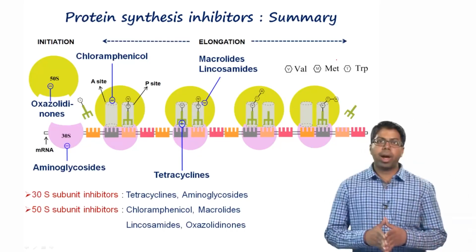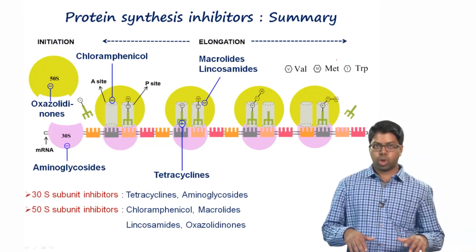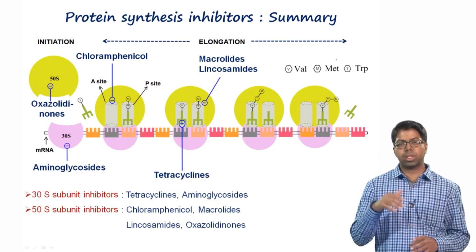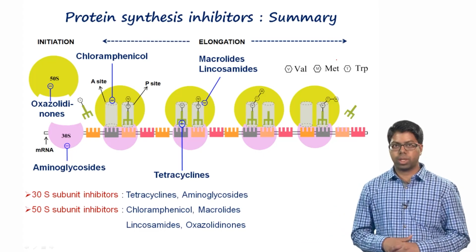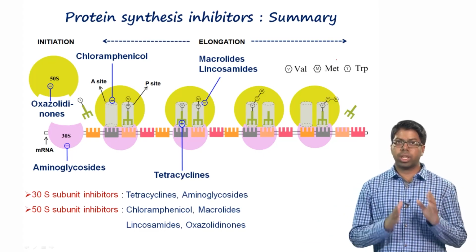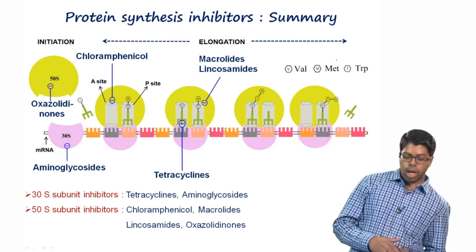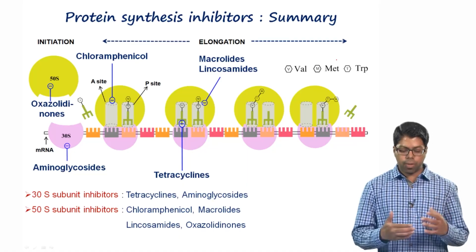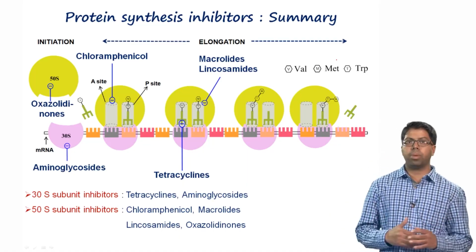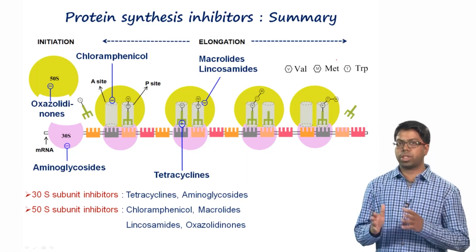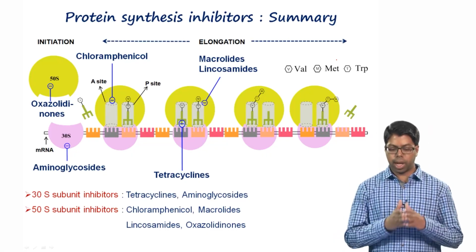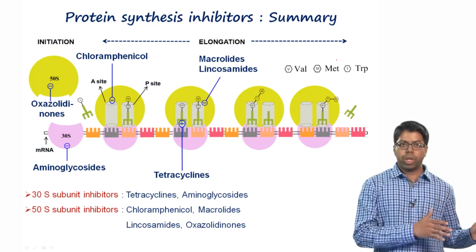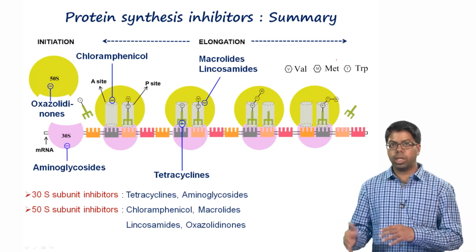To summarize, antibiotics act at a specific site on the ribosome and inhibit protein synthesis. Some antibiotics act at the initiation phase of protein synthesis, some act at the elongation phase. Aminoglycosides and oxazolidinones inhibit the initiation phase. Aminoglycosides bind to 30S and inhibit the formation of the 70S complex. Likewise, oxazolidinones like linezolid bind to 50S and prevent the formation of the 70S complex.